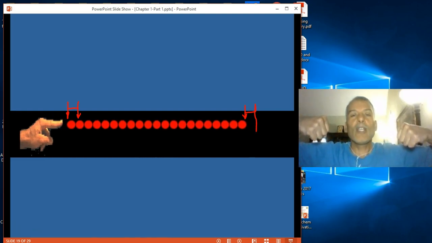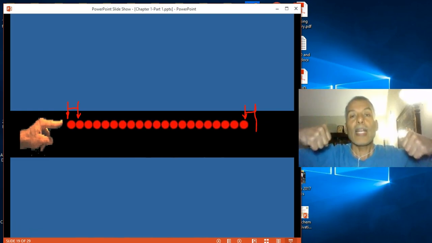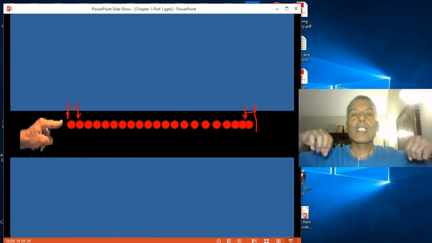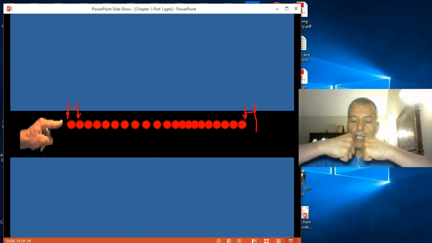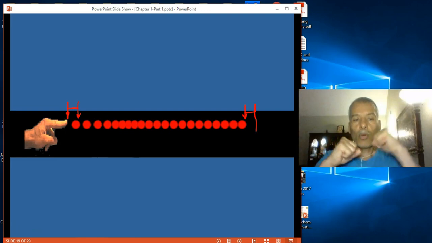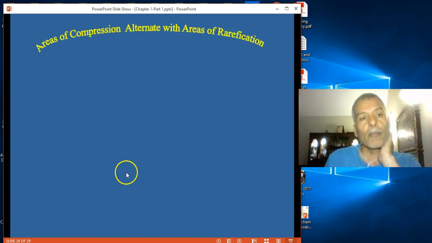Now, how many feet of distance do I have between the two molecules? 2 feet. And that is rarefaction. We created a space that has fewer air molecules in between. And when they hit each other, there is no space. So that is compression. I hope you understand both concepts.